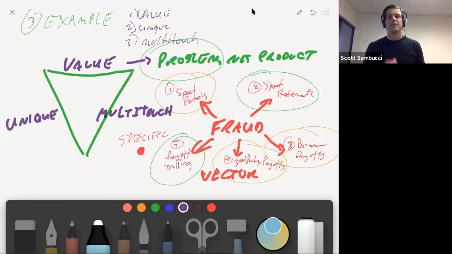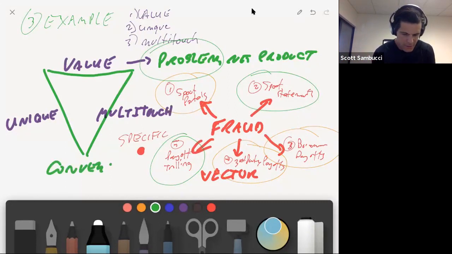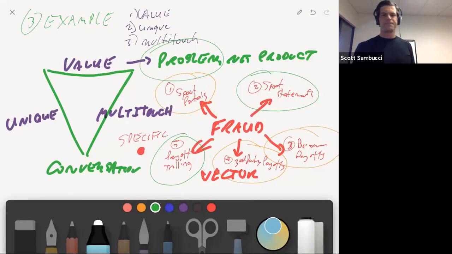And secondly, now you started to create a multi-touch strategy with this person. You've now created, you ultimately got to the goal of conversation. Right? Does that make sense? So when we think about this, now we've effectively created the system that we want. We've created value. We've been unique.